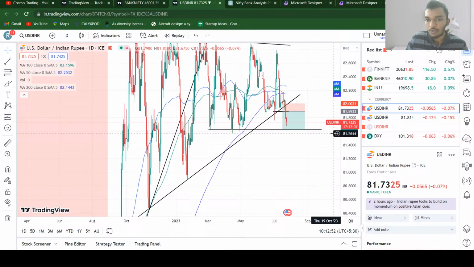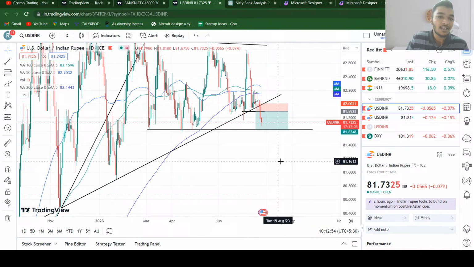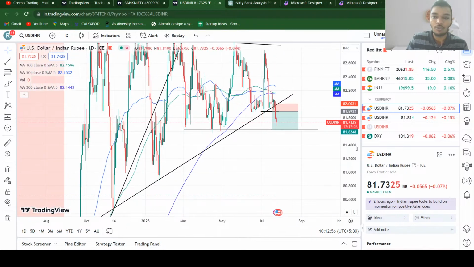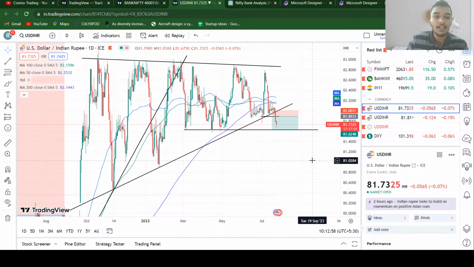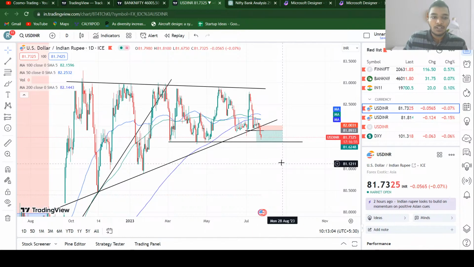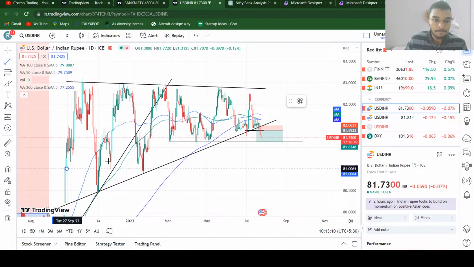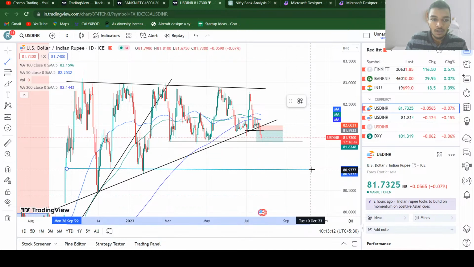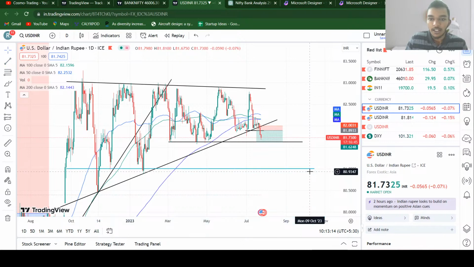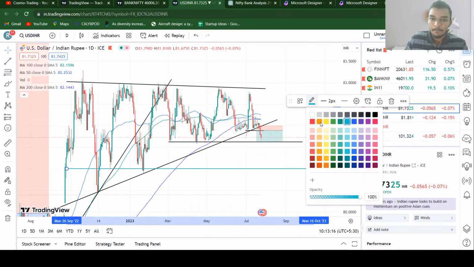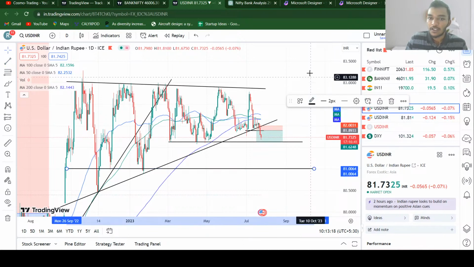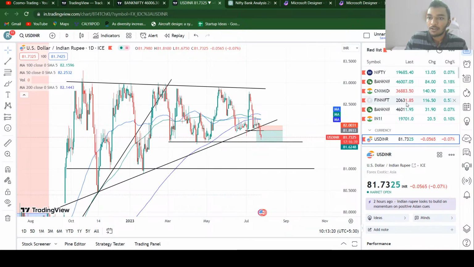Then once 81.63 gets broken, then we'll go further downside till around 81. So that's for USD INR. This will be our second target for USD INR.